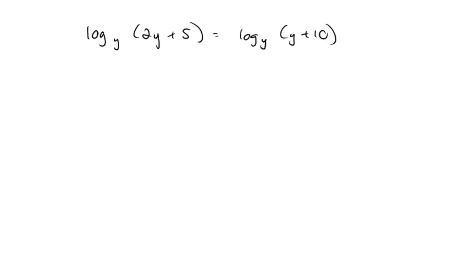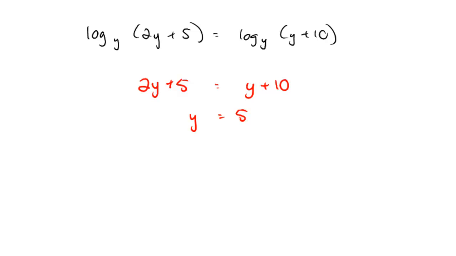Notice how we have log base y on both sides. So again, remembering that if log base a of m equals log base a of n, then m equals n, we can say that the argument of each of these logarithms, which is in this case 2y plus 5, is equal to the argument on the other side, which is y plus 10. Solving for y, bringing the y over, we get then that y is equal to 5.